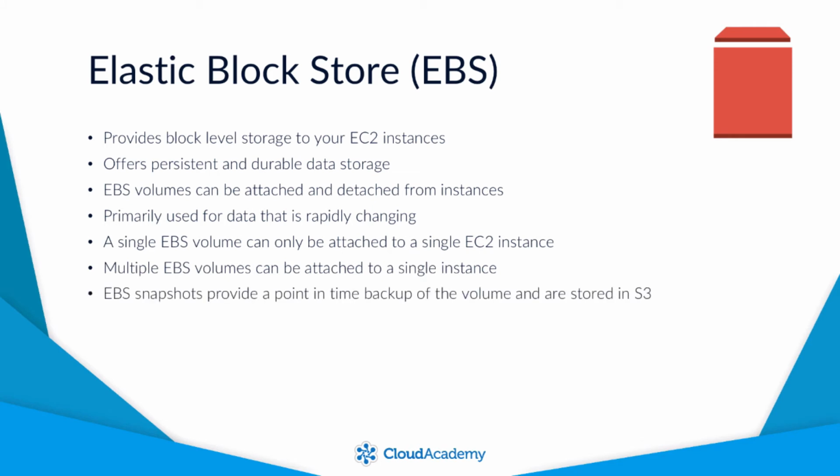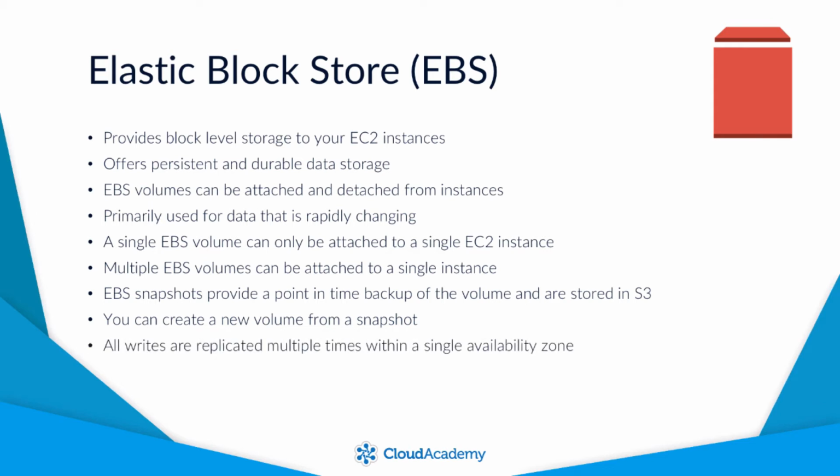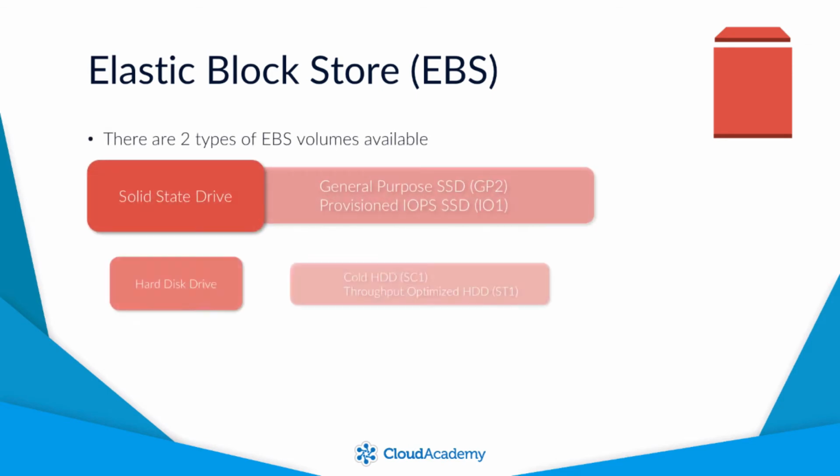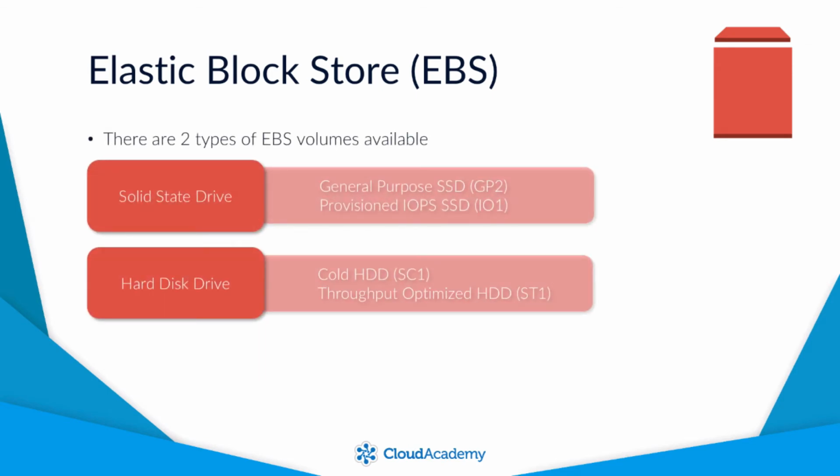EBS snapshots offer an incremental point-in-time backup of the entire volume and are then stored on Amazon S3. It's also possible to create a new volume from an existing snapshot. All writes are replicated multiple times within a single availability zone. EBS volumes are only available in a single availability zone. There are 4 types of EBS volumes available, 2 which are SSD backed and 2 which are HDD backed.